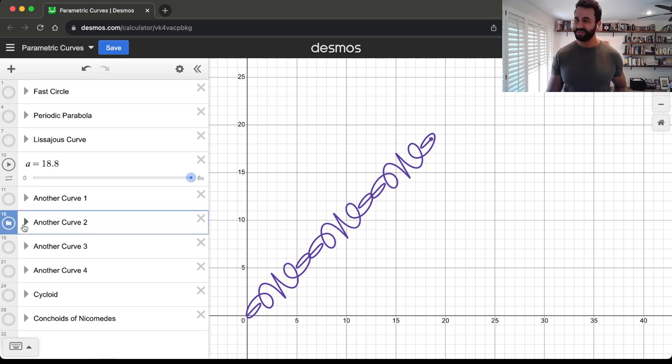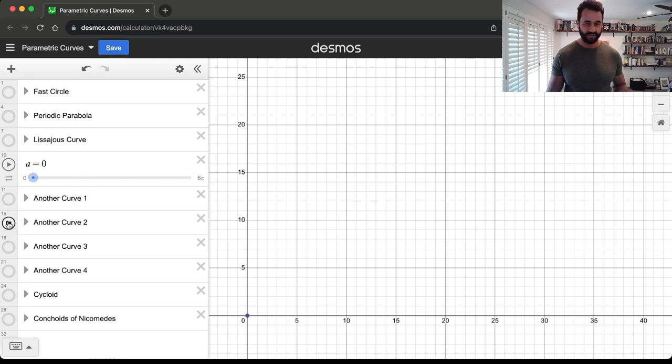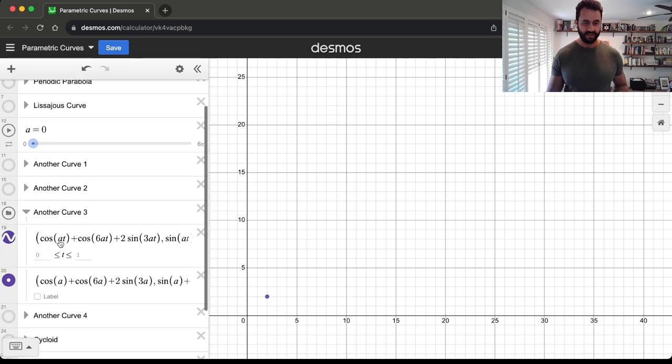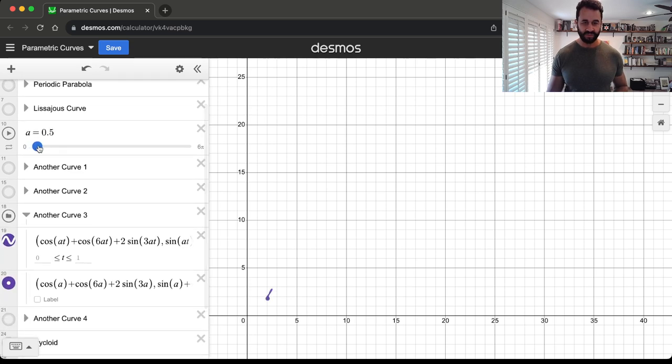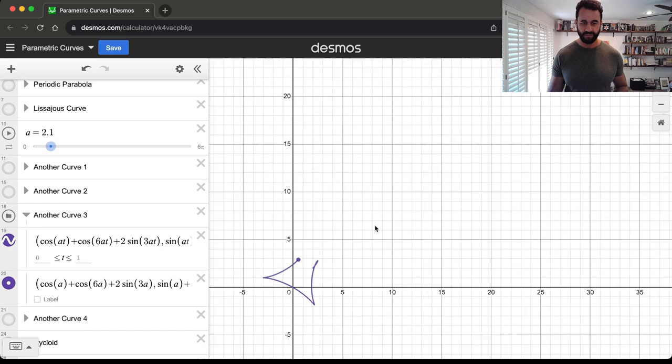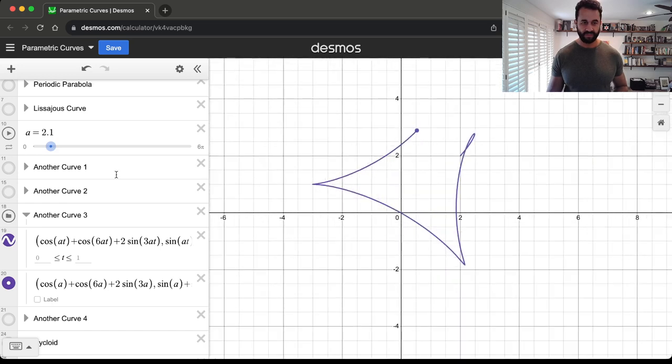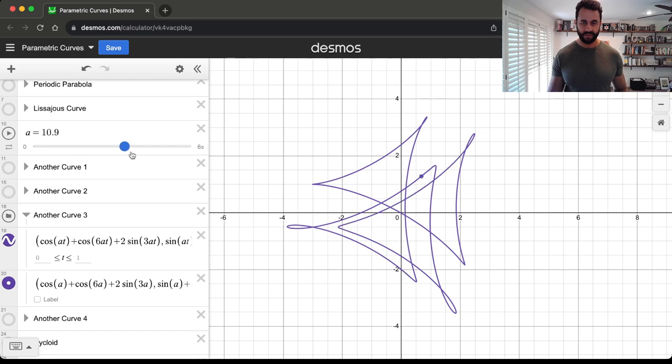All right, like I said, a bunch of pretty pictures. Okay, let me wrap this one back down. Okay, another curve. Here's another curve. Here we go. What does this one look like? Oh, that's an interesting one. Bouncing around, looks like a bunch of triangles.